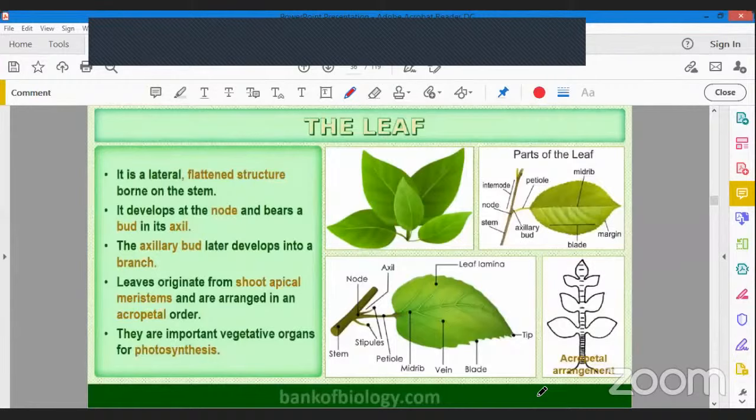Okay. So leaves originate from the shoot apical meristems. Shoot apical meristems are the tips. Okay. And are arranged in acropetal order. So what do you mean by acropetal order? The older ones to the bottom and the younger ones to the top.